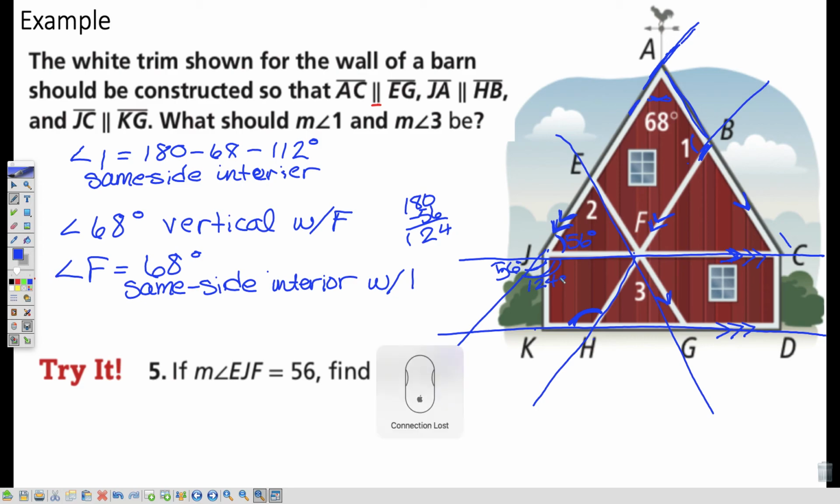that means this has to be what? Supplementary. So that has to be 56. And this would be same side interior, yes? Yeah. So this is also what? 124. Because it's same side interior with 56, which is same side interior with this, which is supplementary with this.